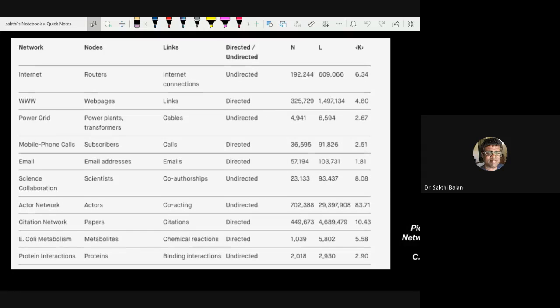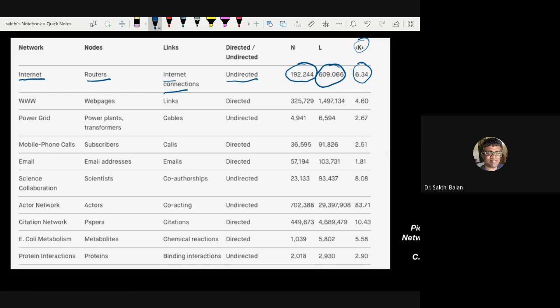Right. So the first network is about the internet. Here we are looking at the nodes as the routers and the links as the internet connections. And here we are taking the undirected version of it. The number of nodes is about 192,000, and the links are almost 3 to 4 times the number of nodes. And the average degree is 6.34.